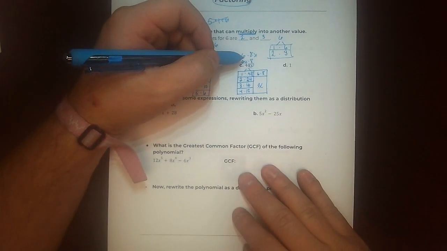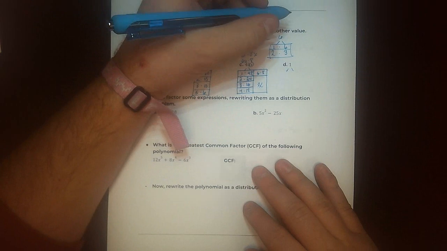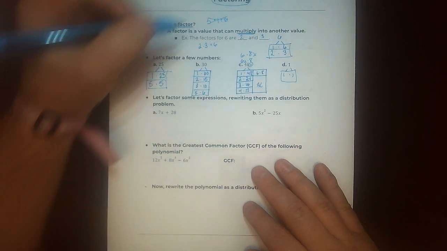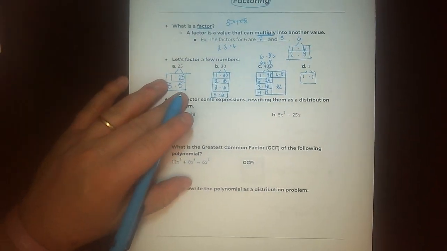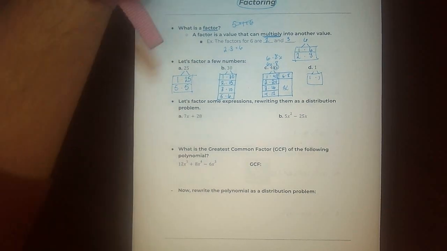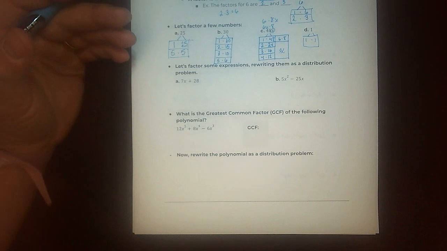All right, then 1. Threw this on here just as a little think question. Well, 1 only has one factor, and it's 1. 1 times 1. Okay, so let's keep it going. All right, so here's where the reason we're learning about it now.